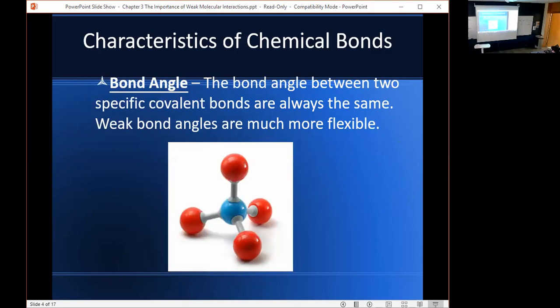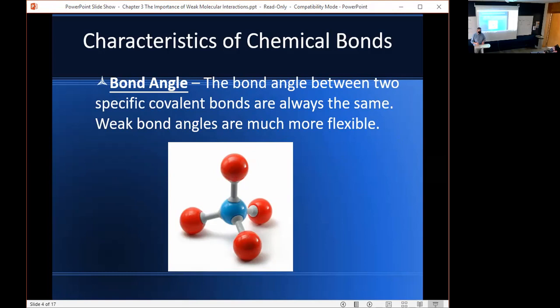Okay, next, looking at bond angle. The bond angle between two specific covalent bonds is always the same. Weak bond angles are much more flexible. So what we're looking at in this figure is a molecule of methane. Carbon is kind of unique in that it has a valence of four. It can form covalent bonds with four other things. Actually, this is one of the reasons why living things are carbon-based. Carbon makes a great building block for biological molecules.